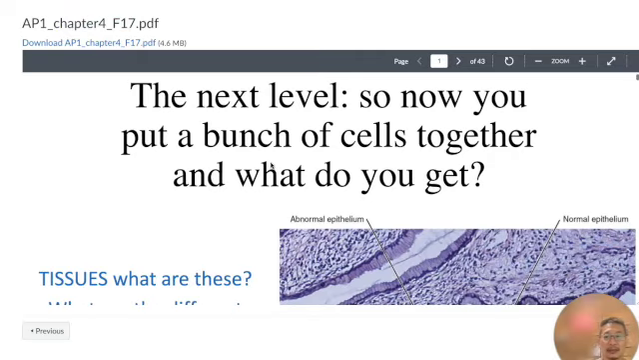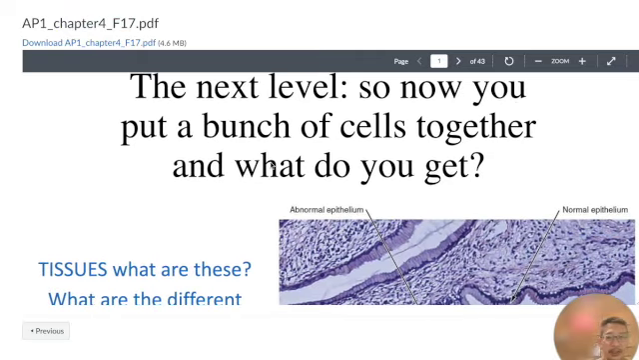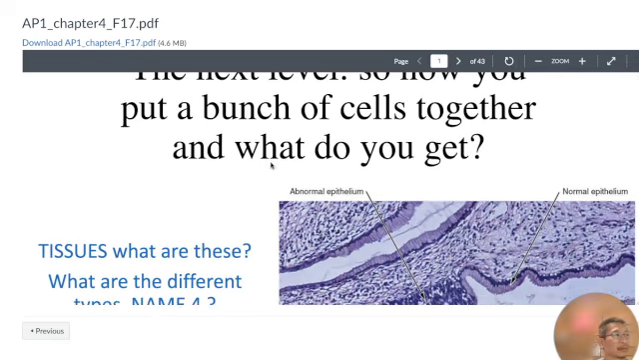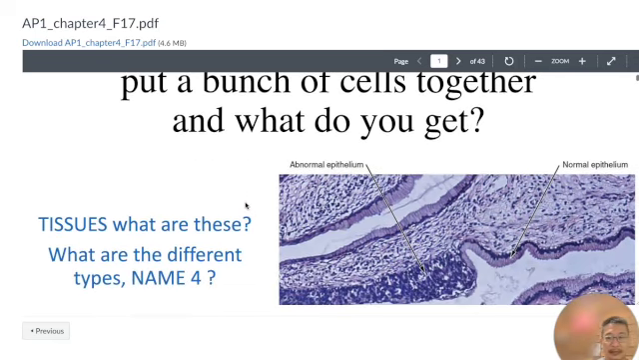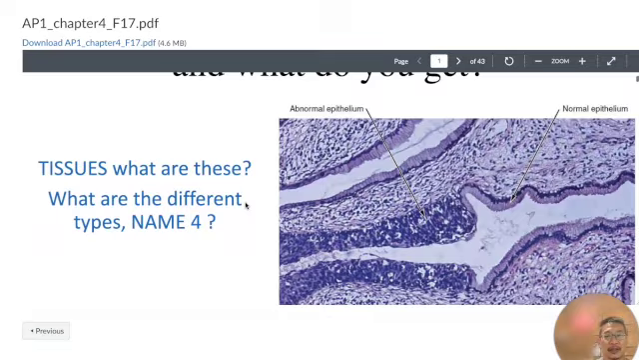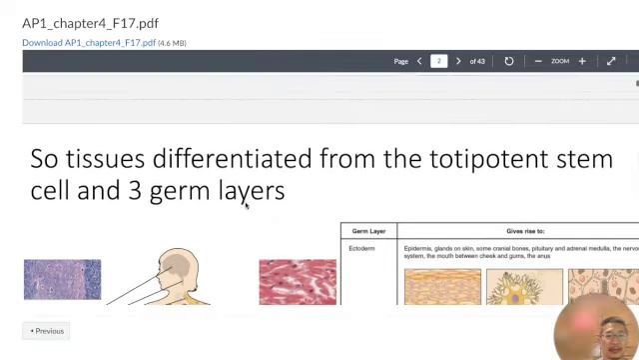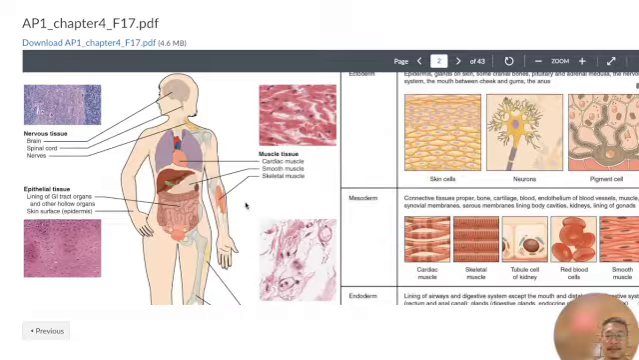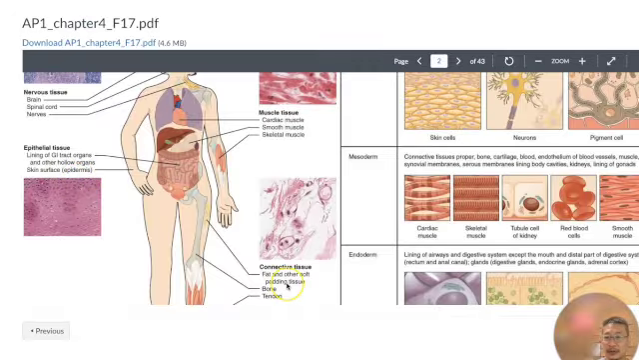Okay, so we're going to learn about tissue like muscle tissue, nerve tissue, skin tissue. What are tissue? Tissue is just a group of cells together that do similar things. Okay, 4 types of tissue. We're going to talk about them. There's muscular tissue, nerve tissue, connective tissue, and epithelial tissue.